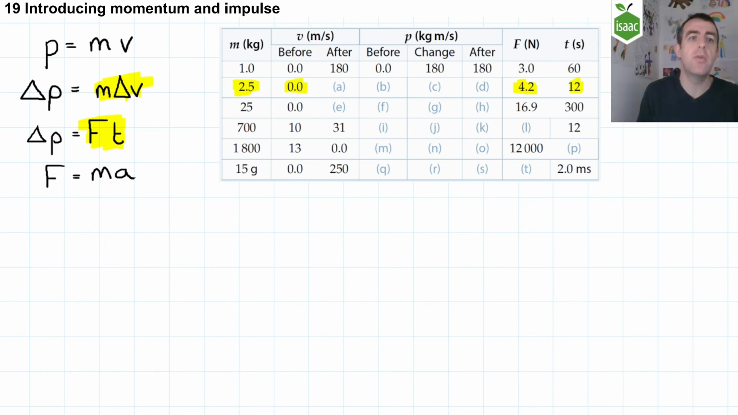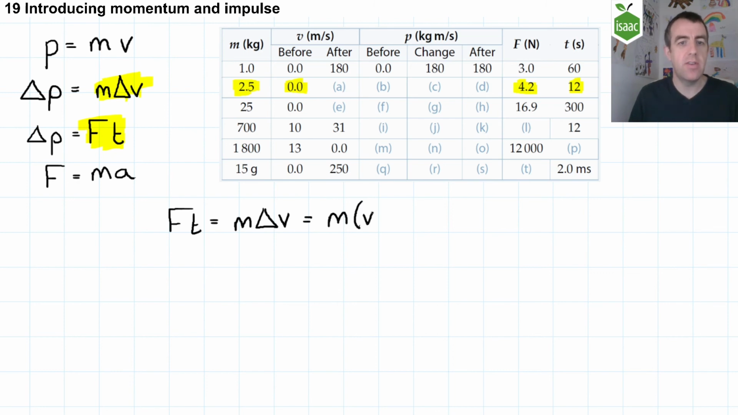And we can put those two equations together. If Ft equals delta p and m delta v equals delta p, then Ft equals m delta v. Delta v, remember, was the change in velocity, which is going to be the final velocity minus the initial velocity. We are asked for the velocity afterwards, the final velocity, which is v. So we have to make that the subject.